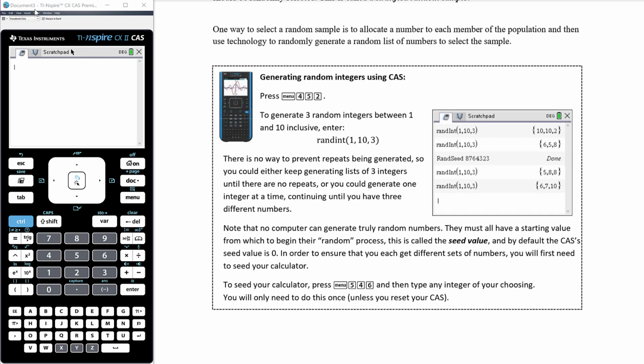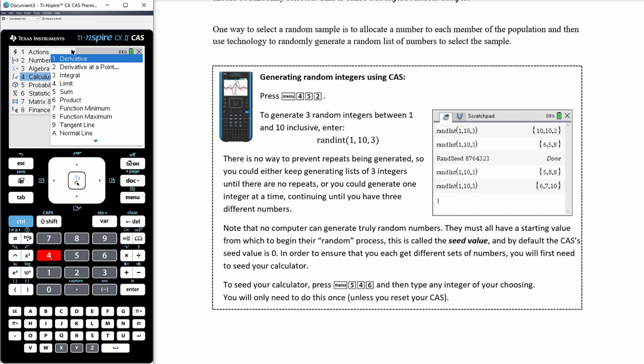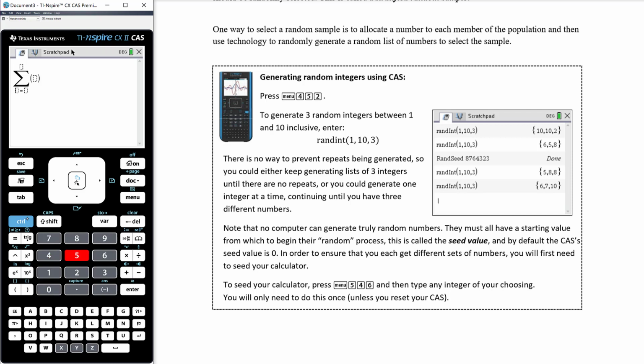So with our CAS, if we wanted to generate 3 random integers between 1 and 10, we would use menu, 4 for, sorry, that shouldn't be 4. I've got those numbers around the wrong way, I think. It definitely shouldn't be calculus. Let me see. No. Okay, sorry. That's completely garbage there. Let's try that again.